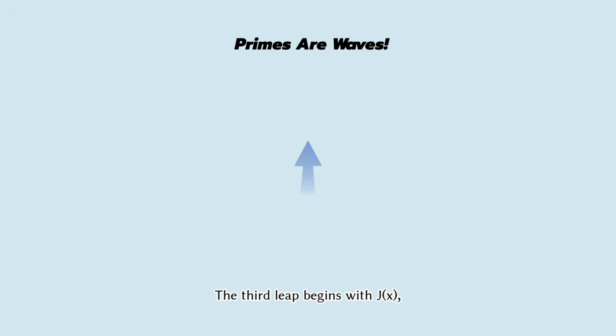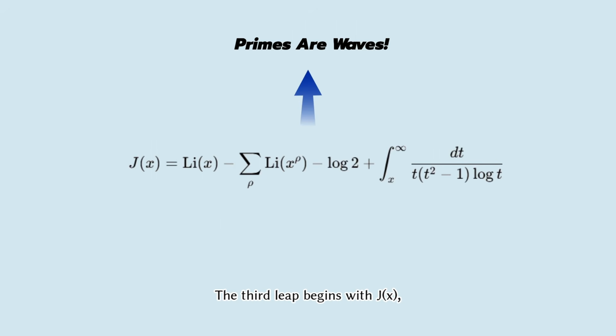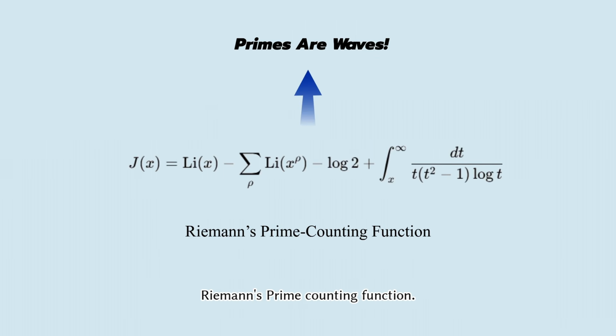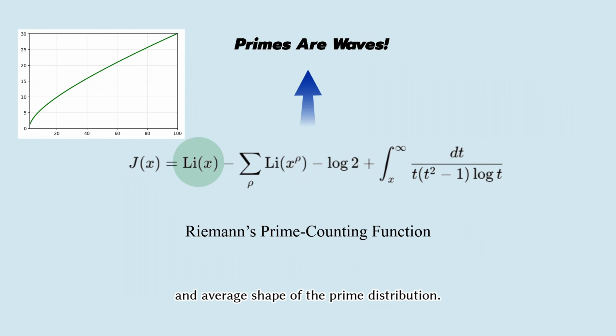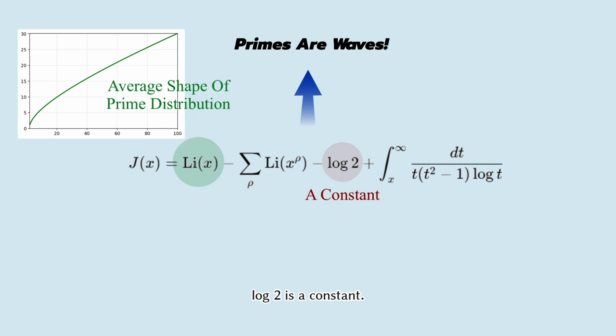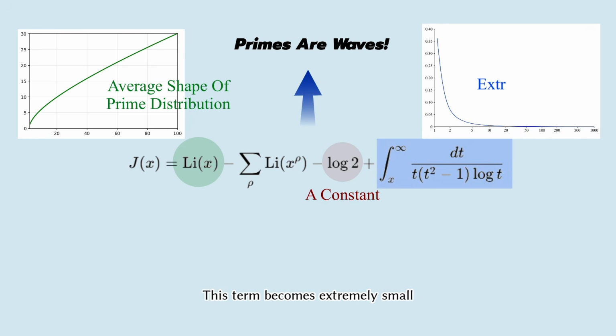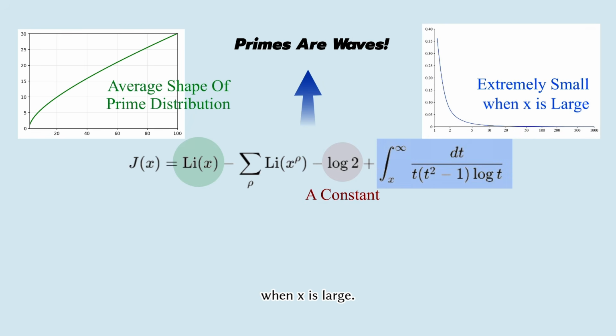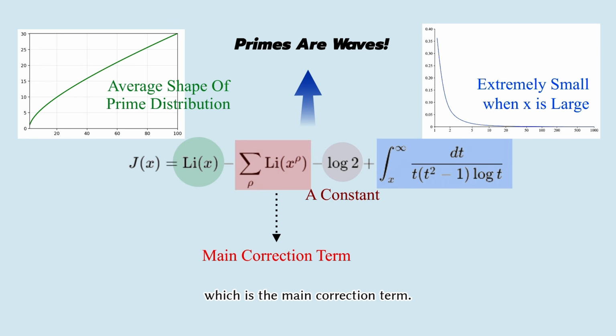The third leap begins with J(x), Riemann's prime counting function. Li(x) gives the smooth and average shape of the prime distribution. Log 2 is a constant. This term becomes extremely small when x is large. So the real mystery is the second term, which is the main correction term.